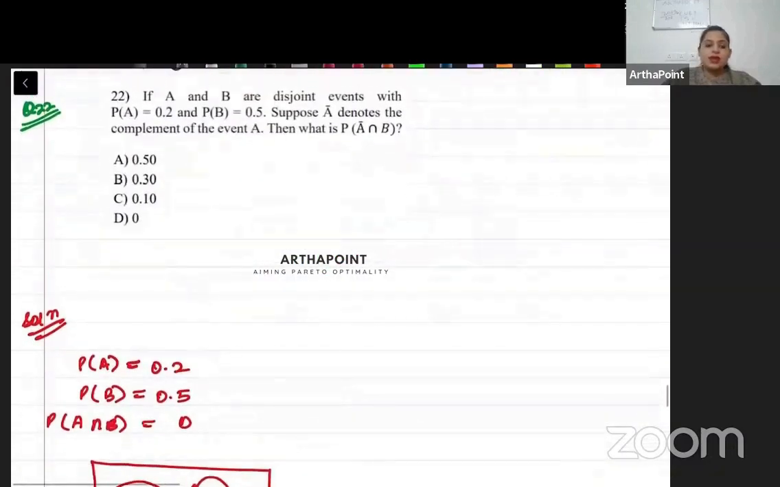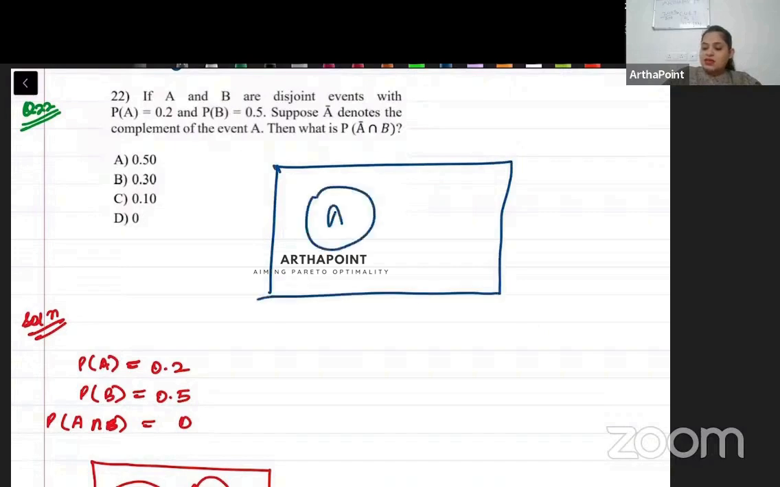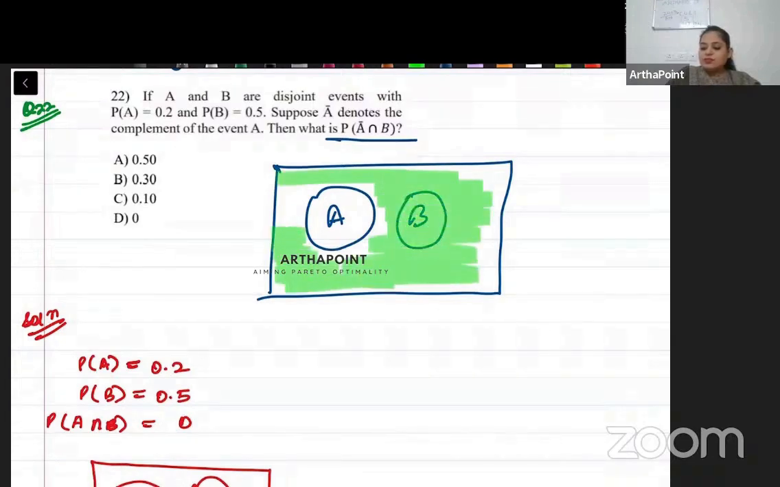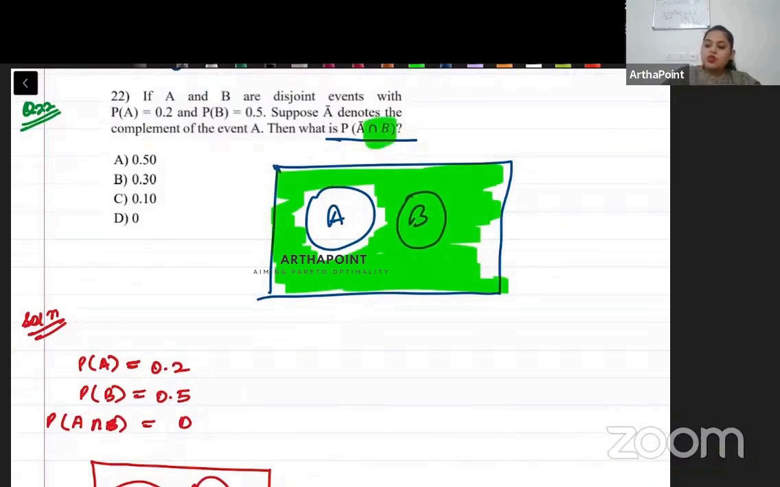Come to the second one. You're given that A and B are disjoint events. Look, understand this point. A is here and B is here. They don't have anything in common. Now it says find probability of A complement intersection B. So what is A complement? Everything other than A, right? You have to find its common area with B. So what will its common area be? Only B, right? So the probability of this is only probability of B, and that will be 0.50.